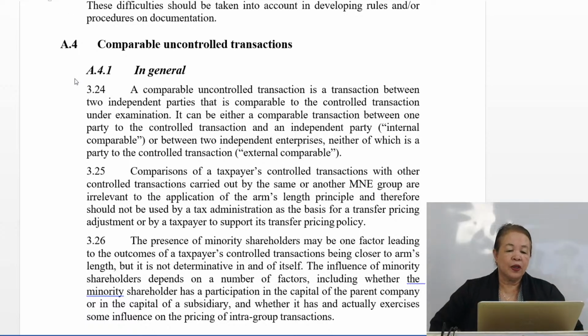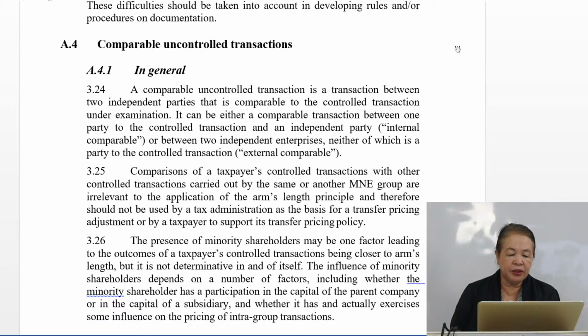Comparison of taxpayer-controlled transactions with other controlled transactions carried out by the same or another MNE group are irrelevant to the application of the arm's length principle and therefore should not be used by a tax administration as the basis for a transfer pricing adjustment or by a taxpayer to support its transfer pricing policy. Oh. The presence of minority shareholders may be one factor leading to the outcomes of a taxpayer's controlled transactions being closer to arm's length, but it is not determinative in and of itself. No?